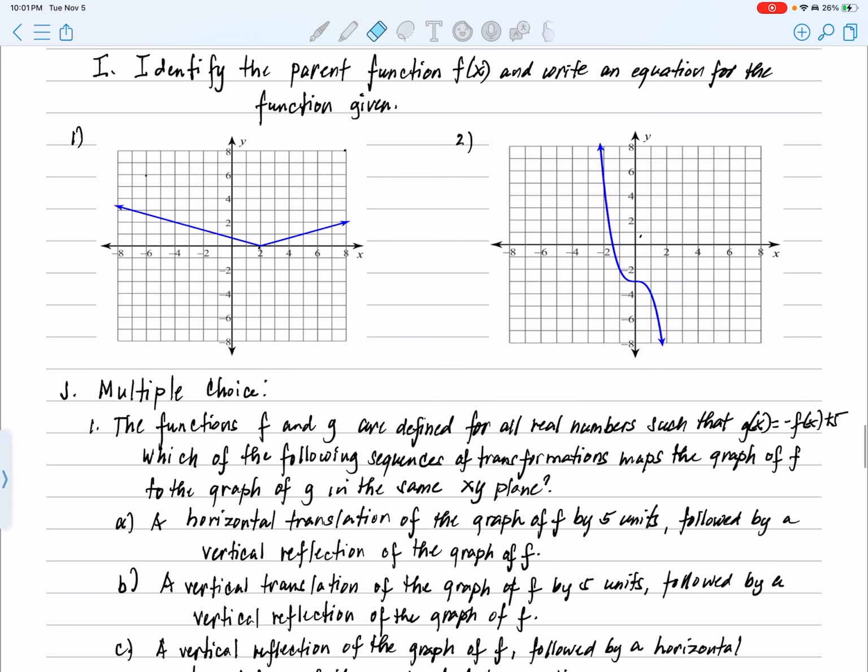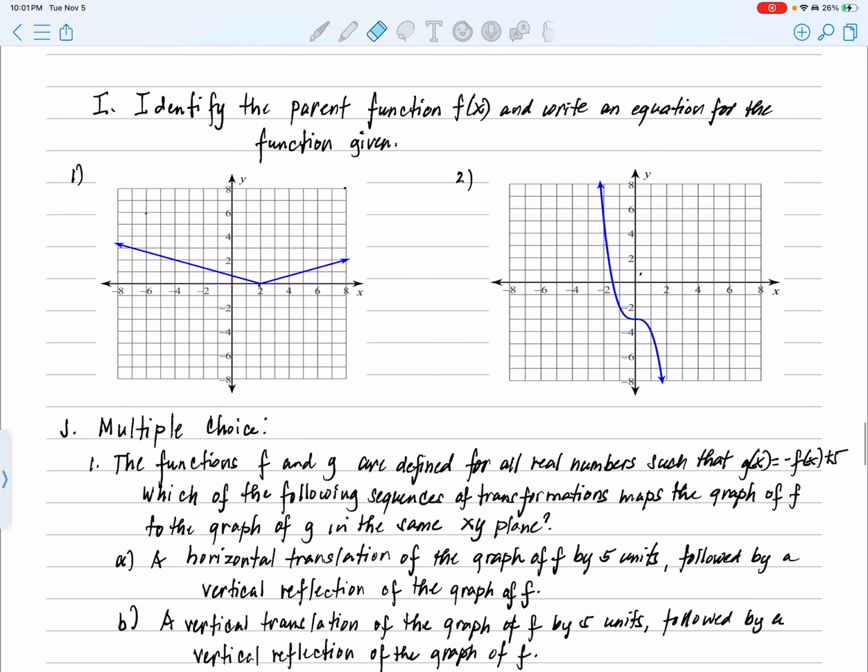Identify the parent function of f of x and write an equation for the function given. Okay. This is an absolute value. So the parent function for absolute value is, all right, parent function is the absolute value of x. Okay, so how are we going to draw the absolute value of x?